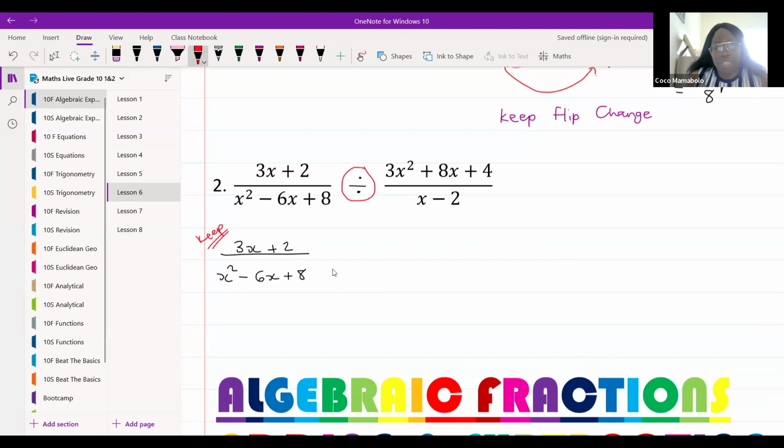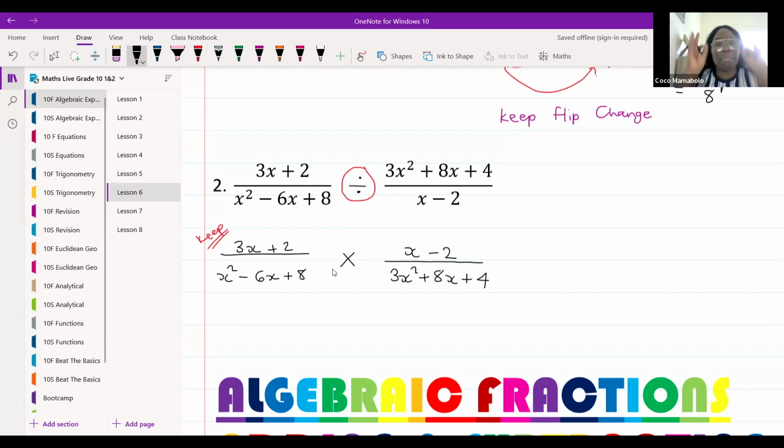You're going to have to change the divide to times, and then you're going to flip the 3x squared plus 8x plus 4. Good. Okay, so I'm going to change my sign here to a times, and then what's going to go on the top here now? X minus 2. Beautiful. X minus 2. And to the bottom, what are we going to get? Gonna put 3x squared plus 8x plus 4. Ah, just a work of art, my sweetie.